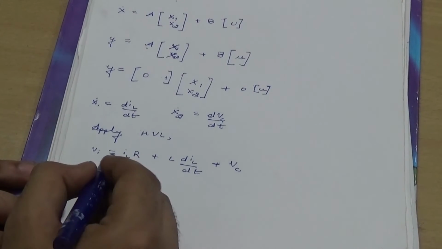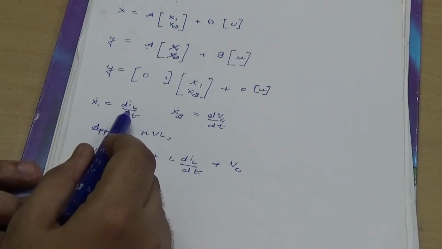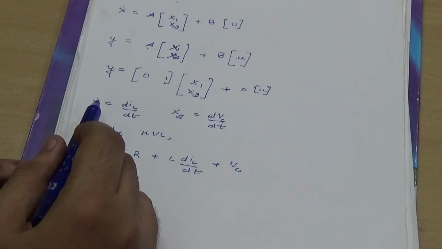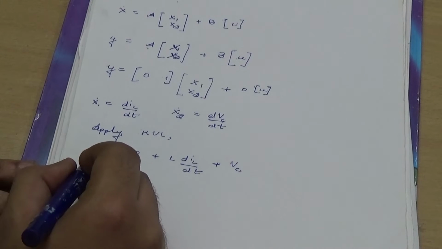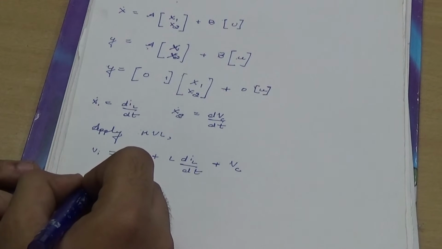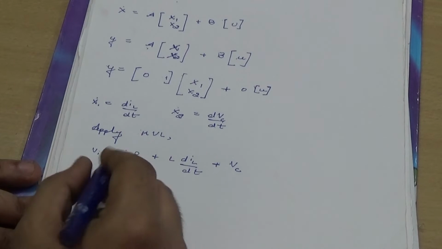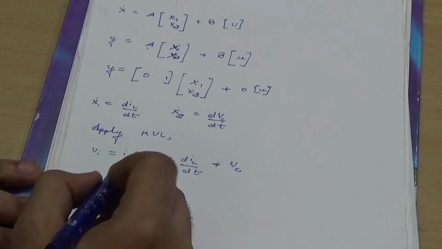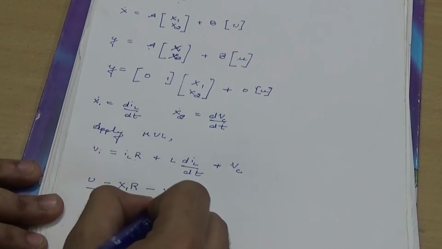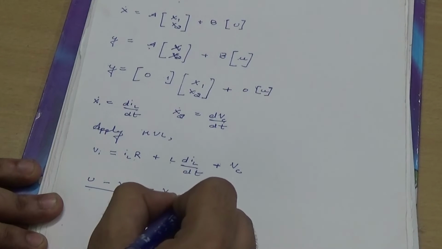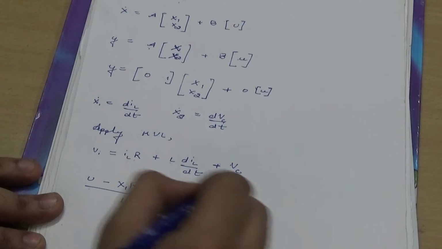Now I observe that IL and Vc are the state variables directly, whereas dIL by dt represents the state model. So I replace Vi by U because it represents the input, and I take IL R and Vc onto the other side. So it becomes U minus x1 into R minus x2, whole divided by L, since L comes to the denominator, and that becomes x1 dot. So this forms one equation.